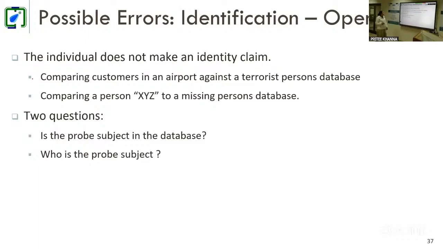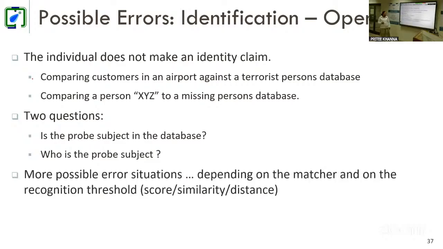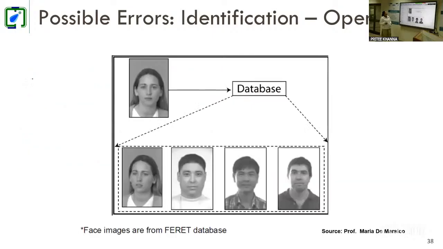So here there are two questions. First of all, is the probe we are looking for in the database? And if it is in the database, then who is it? So these are the two things. And here there might be more possible situations, and this all depends upon your matcher, right? And how do you perform the match? Let us see some examples here.